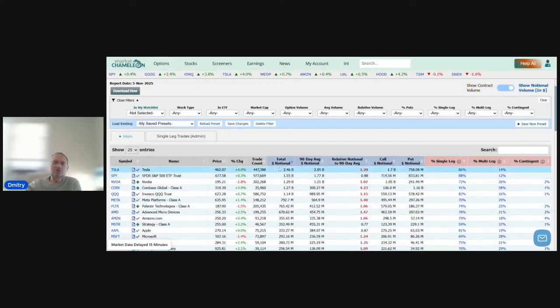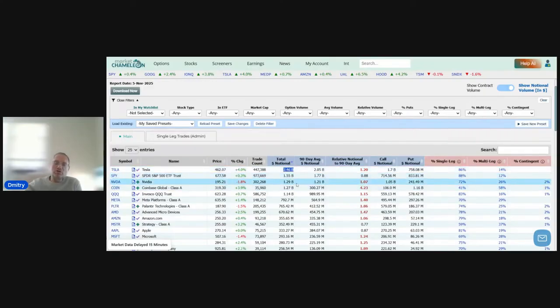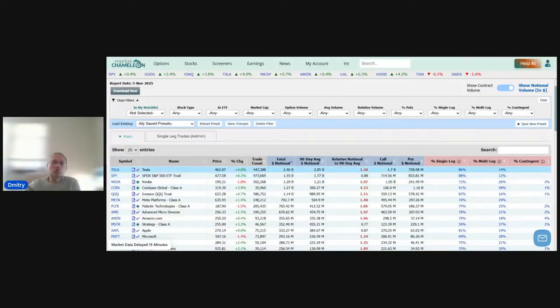So now we see a little bit of a different story in Tesla. There's $2.46 billion worth of options traded versus average daily of 2.05 billion. So from that perspective, in dollar terms, dollars spent on transactions, it's a little bit higher than your average daily, right?